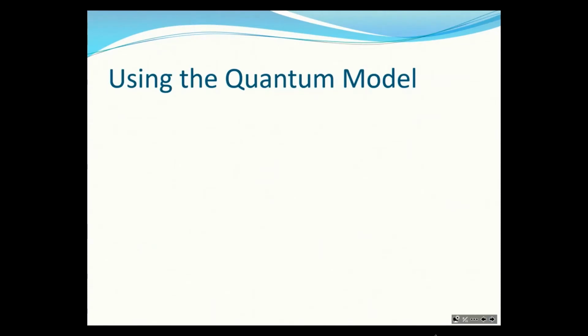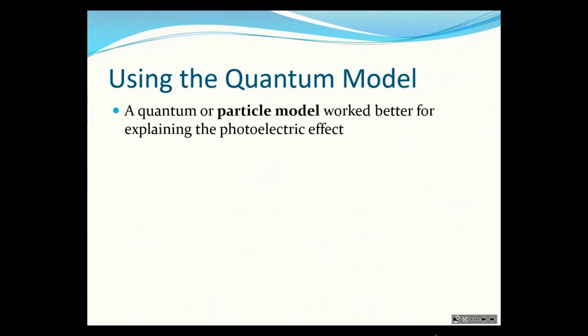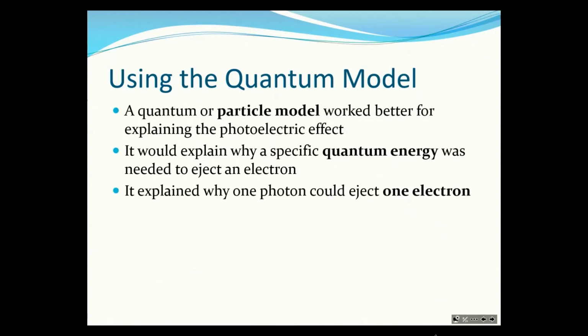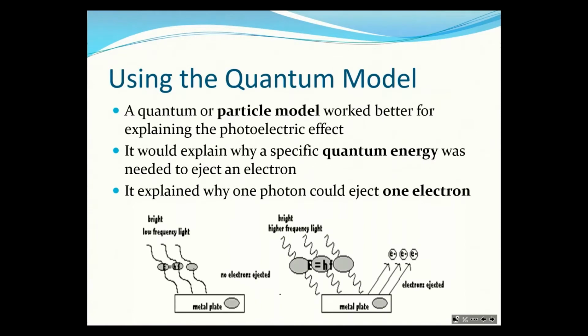So the quantum or particle model worked better for explaining the photoelectric effect. It would explain why a specific quantum of energy was needed to eject electrons, and why one photon could eject one electron. So in this picture here, I have low frequency light, so low energy light, and I can't get those electrons to be fired off. Even when I change my intensity, my number of photons, they just don't have enough energy to eject electrons. But when I increase my energy, so I have higher frequency light, my 3 photons have enough energy to release 3 electrons. Okay.